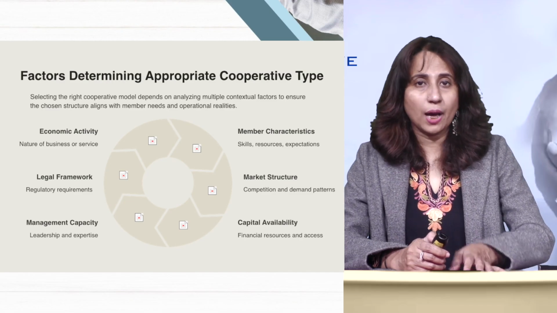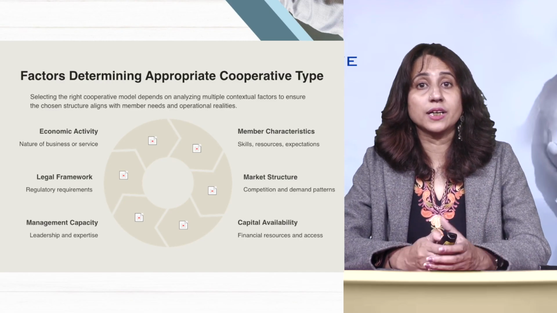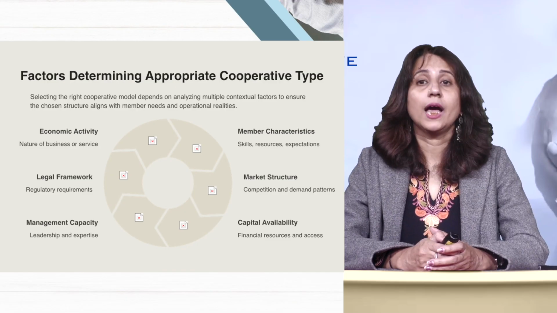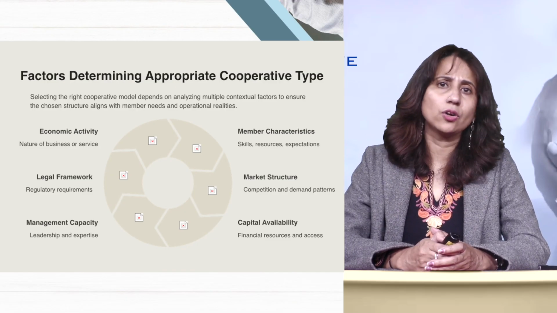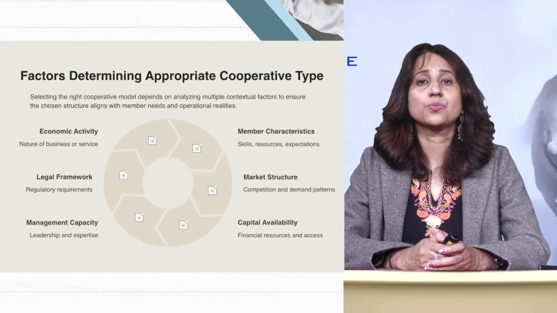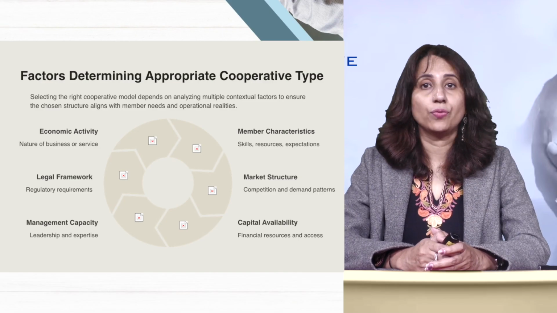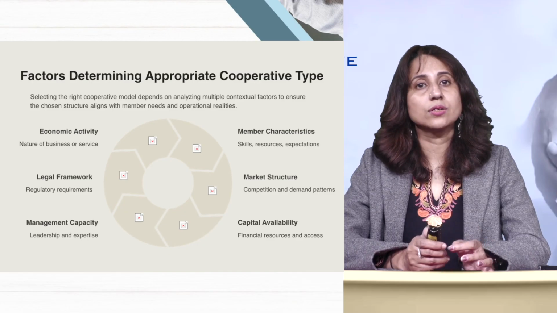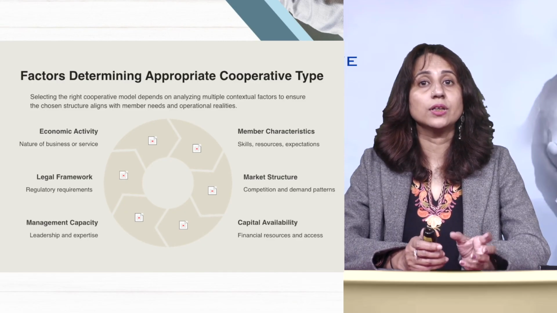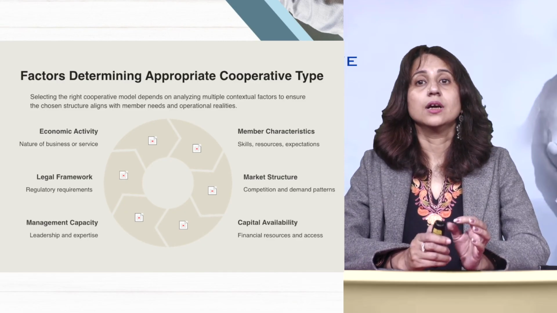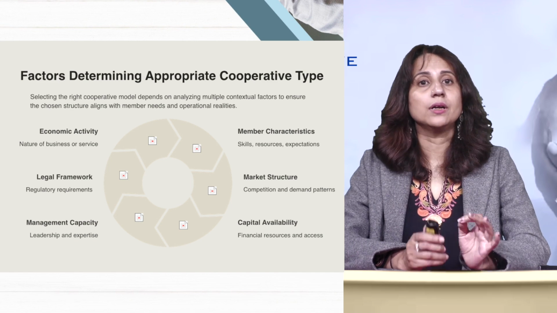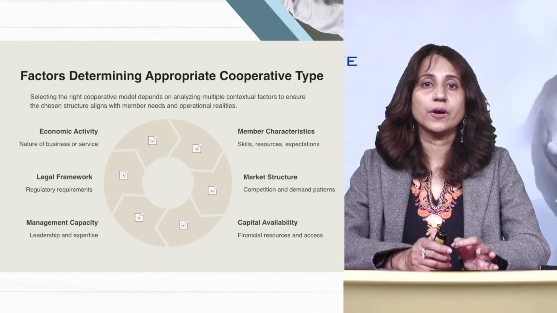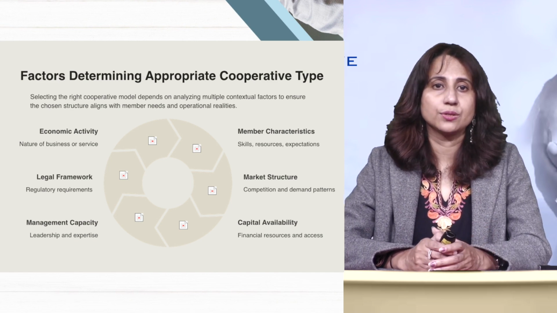Then management capacity. Available management expertise constrains options, and complex operations like banking or industrial processing require professional management, often needing external hiring sometimes. So simple retail or service cooperatives can function with member management, assessing realistically available management capacity that prevents over ambitious ventures. Then one of the factors is the market demand.